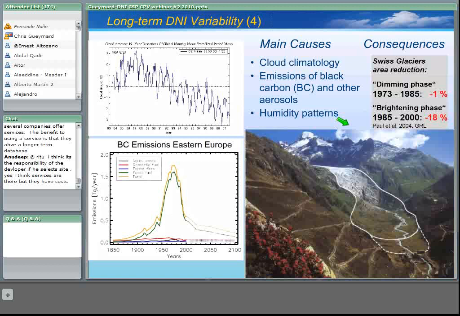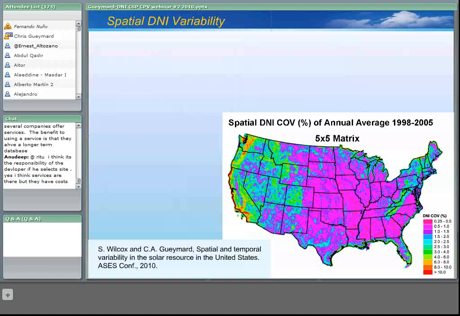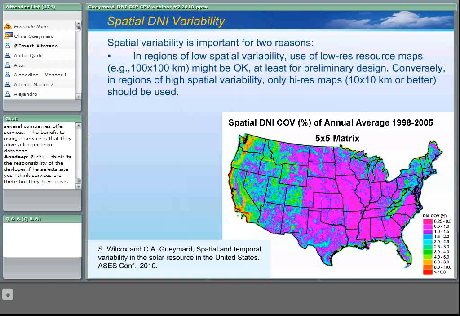Now let's go to the spatial variability in DNI. Again, this is a map for the US showing spatial variability. And this is important to consider for two reasons. In regions of low spatial variability, you can use low resolution resource maps, for example, 100 by 100 kilometer. That can be okay, at least for a preliminary design. But conversely, in regions of high spatial variability, you should only use high resolution maps like 10 by 10 kilometer or better. So it's important to go into the details.